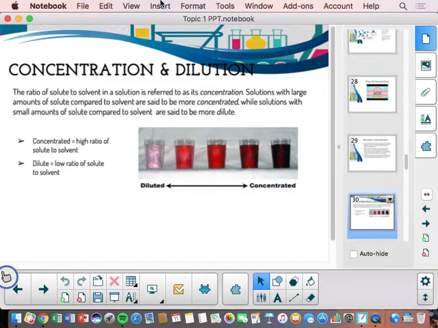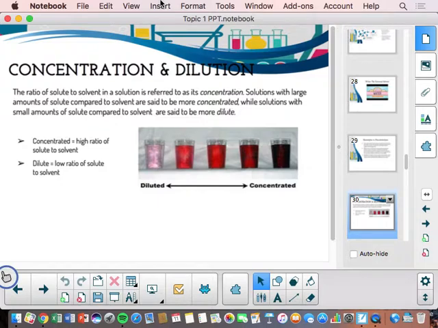Alright, I'm going to continue on from concentration and dilution. In the very first topic, this is what we didn't finish so far. It says the ratio of solute to solvent in a solution is referred to as the concentration. So we talked about this before. Solutions with large amounts of solute compared to solvent are said to be more concentrated, while solutions with small amounts of solute compared to solvent are said to be dilute.